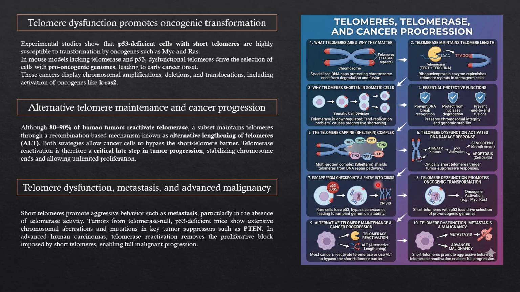On the other hand, some cells can escape from the checkpoints and enter into crisis, like certain cells which lose p53 and bypass senescence, leading to rampant genomic instability. As a result, short telomeres with p53 loss drive the selection of pro-oncogenic genomes. They activate oncogenes like MYC and RAS, and alternative telomere maintenance drives cancer progression. For example, cancer cells use ALT to bypass the short telomere barriers, which is followed by telomere dysfunction, metastasis, and malignancy.